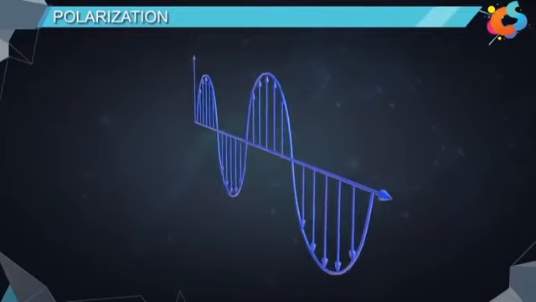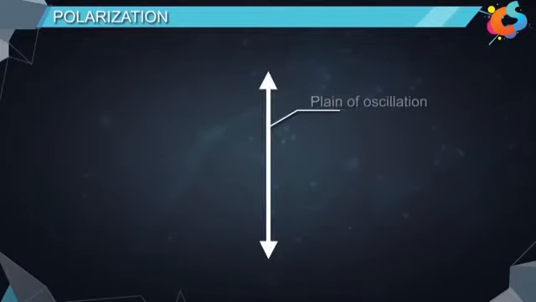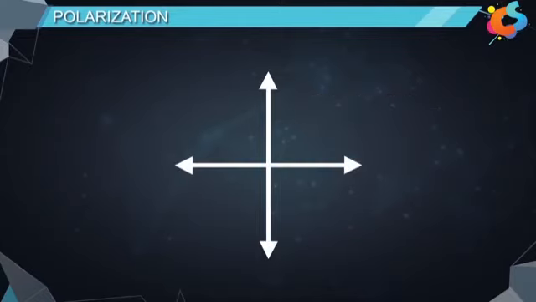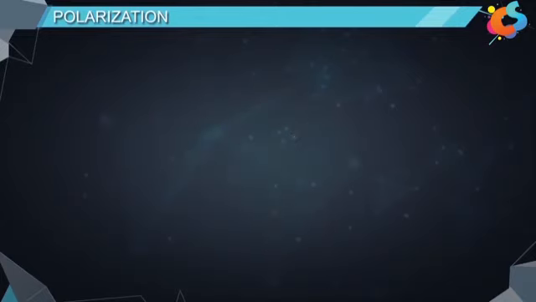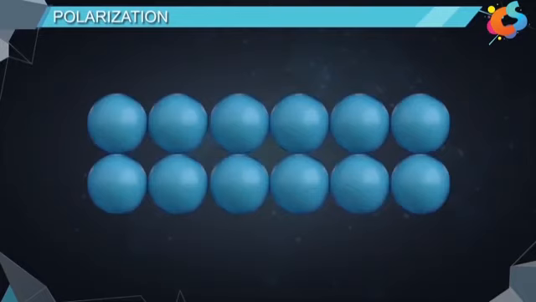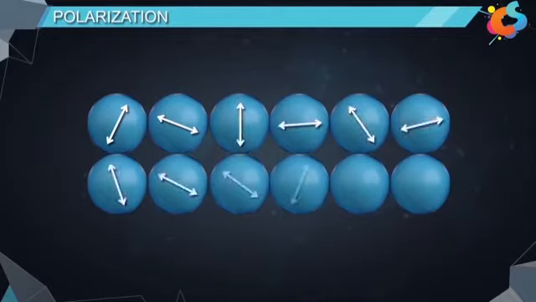Every vibration will have a particular plane of oscillation. The oscillation can be in this direction, and even in this direction. We know that electromagnetic waves are produced by excited atoms. A particular atom may produce electric field vibrations in this direction. Its neighbor may produce vibrations in this direction. Similarly, different atoms of a material can produce vibrations in a variety of directions.